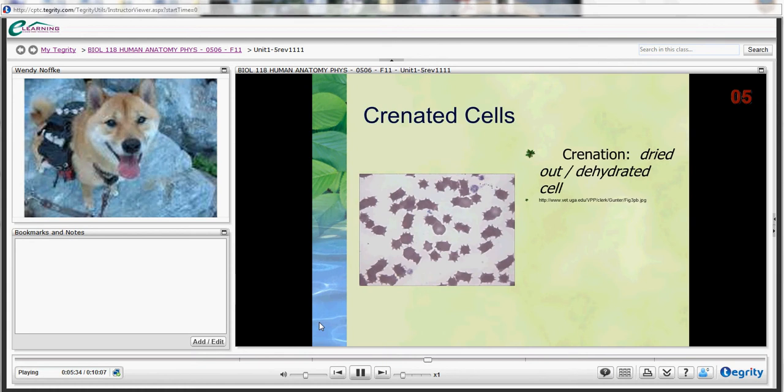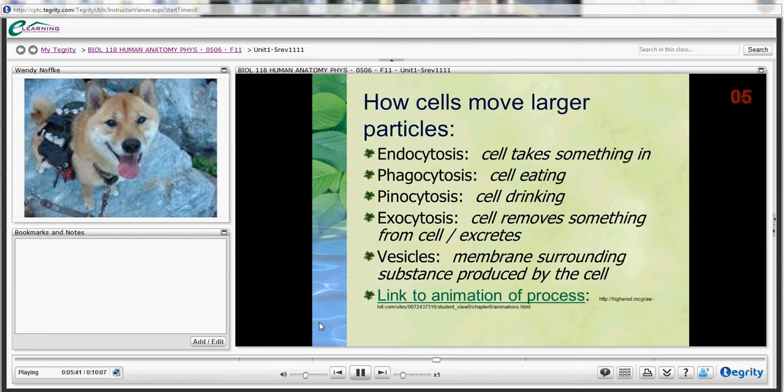Crenated cells are an example of what happens when you have a difference in osmotic pressure. Crenated cells are just dehydrated cells. If you were to take a red blood cell and place it on a plate, there is a higher concentration of water inside the cell than there is outside of it. The water will move from inside the cell to outside, and the cell will become dehydrated, taking on a spiky type of appearance.